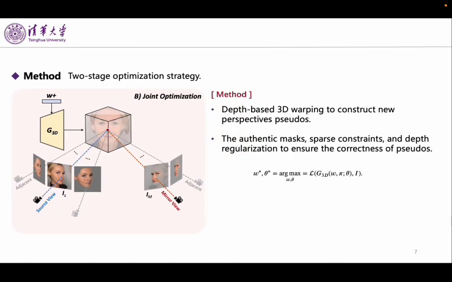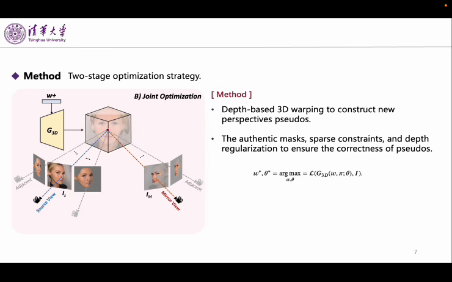In the second stage, we will fine-tune the 3D GAN parameters. At this time, we further incorporate more pseudo views to improve the texture's fidelity. We use depth-based 3D warping to construct new perspective pseudo views. We can project the pixel points from the source view onto the face object, and then we can use the 3D point cloud to project onto new views. These pseudo views, along with the source view and the mirror view, will be used to optimize the 3D GAN parameters.